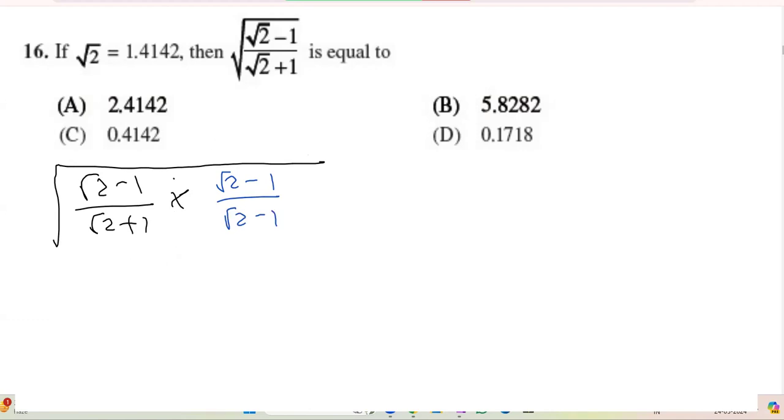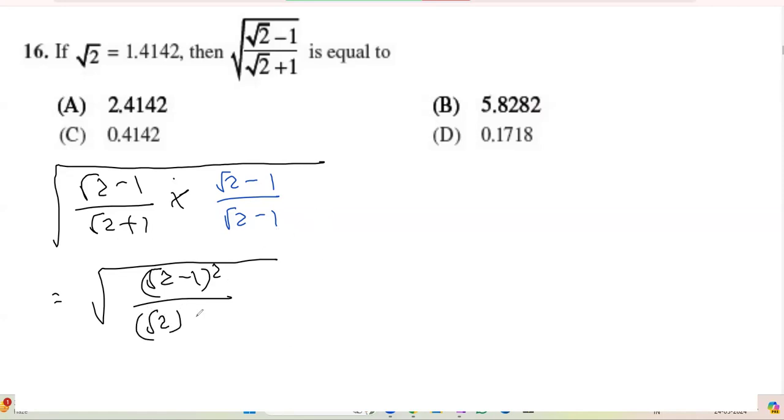Now, if you check the numerator, we have root 2 minus 1 into root 2 minus 1. This is root 2 minus 1 multiplied by root 2 minus 1, so a minus b times a minus b is a minus b whole square. I'll be writing this as root 2 minus 1 the whole square. Now below, you can see this is in the form of a plus b into a minus b, so that should be a square minus b square.